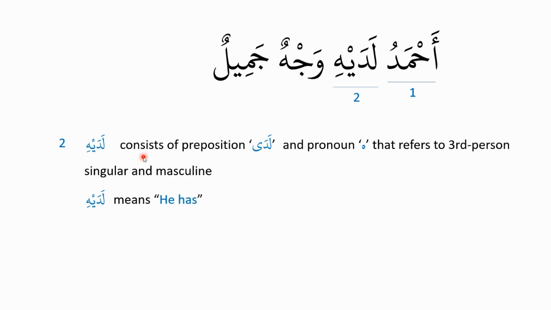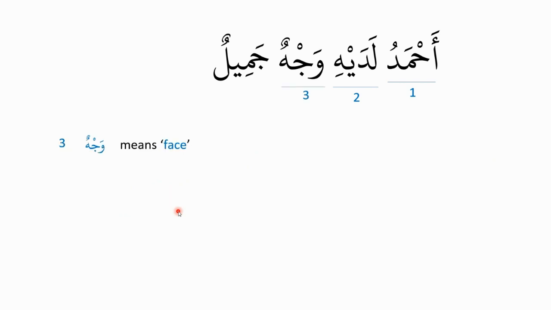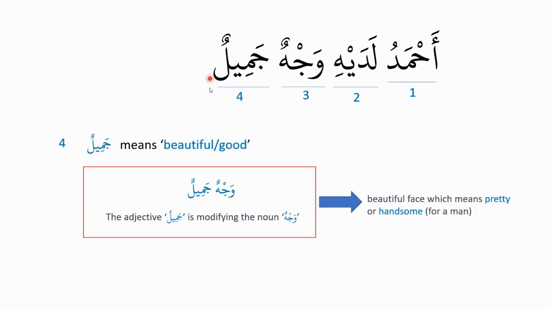لديه consists of the preposition lada and the pronoun ha that refers to third person, singular and masculine. So لديه means he has. Wajhun means face. Jamil means beautiful or good. Wajhun jamilun.